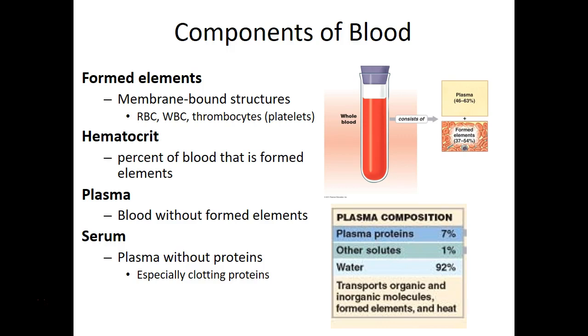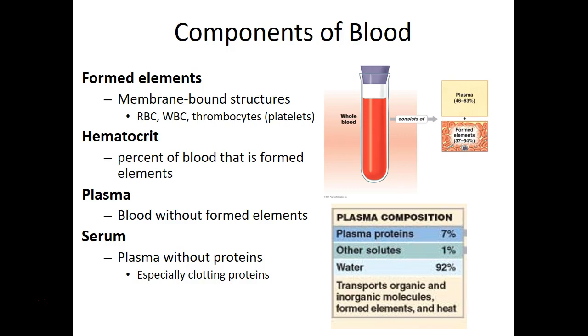Some other terminology we have here. Hematocrit is really the percent of blood that is the formed elements. In general, people use that as a marker for how much of your blood volume is made up of erythrocytes, or red blood cells. And we have plasma. This is the blood after we've removed all the formed elements.